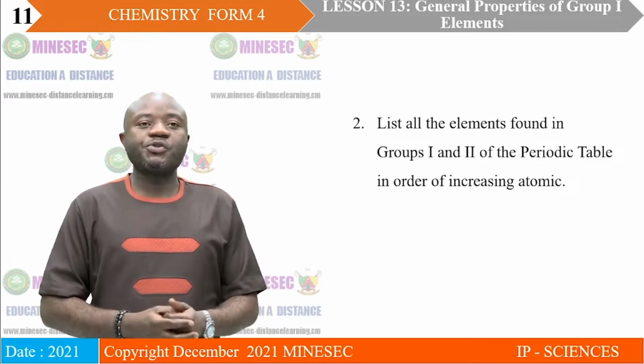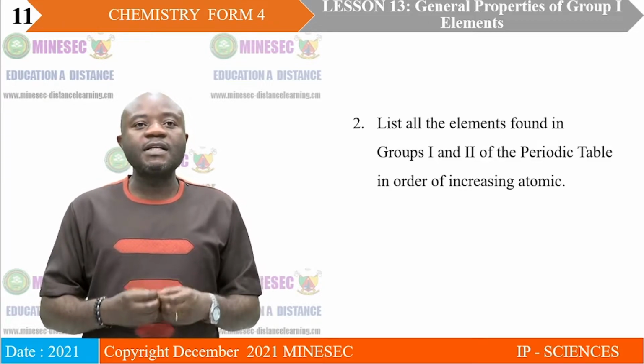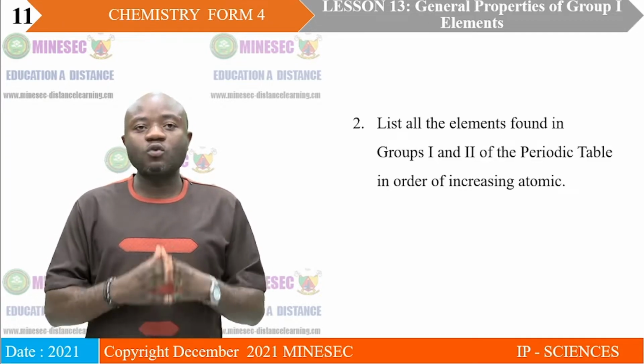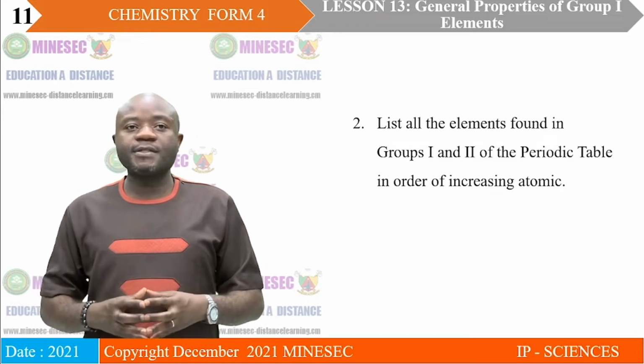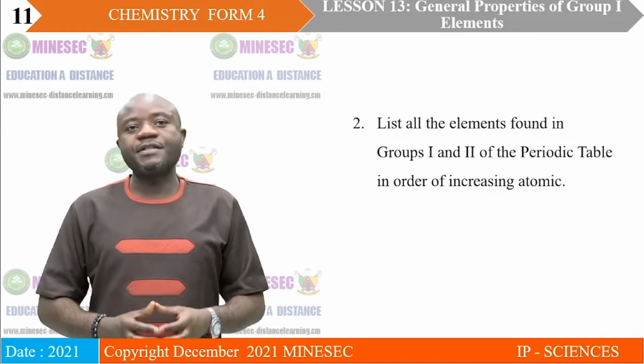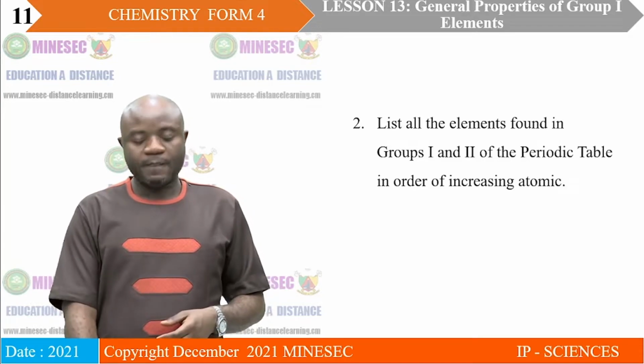The second question expected us to list all the elements that are in group 1 and group 2 in the periodic table in order of increasing atomic number.